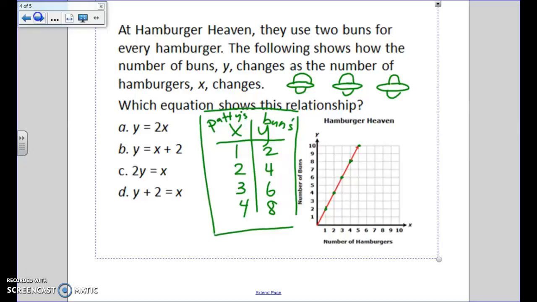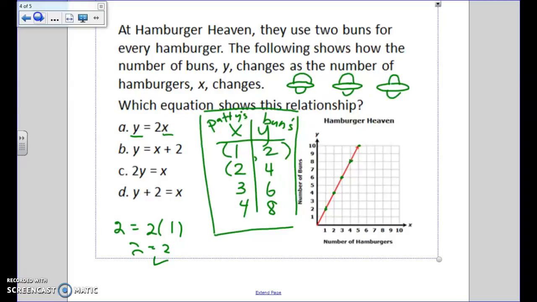And we'll just start with A. If these are coordinates, X and Y, then I know that I'm going to take out the Y, put in the 2. I'm going to take out the X, I'm going to put in the 1. Does 2 equal 2? Yes. Okay, so far we're all right.